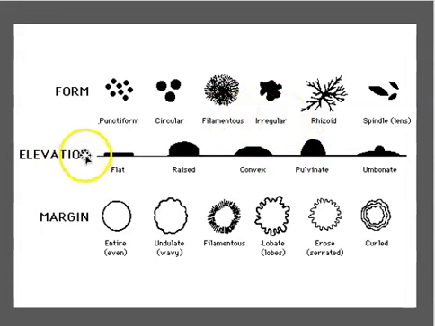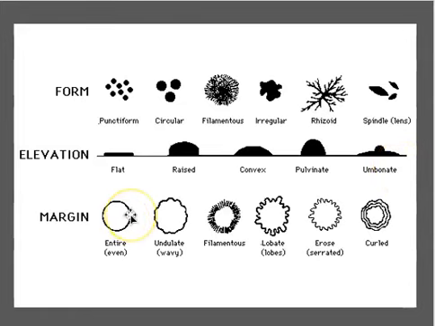Now, in the middle, you're looking at images of colonies from the side view. Notice that some colonies grow quite flat, while others grow quite raised. There are convex colonies. There are colonies that are dome-shaped. There are even colonies that look like fried eggs from the side. Those are called umbonate colonies.